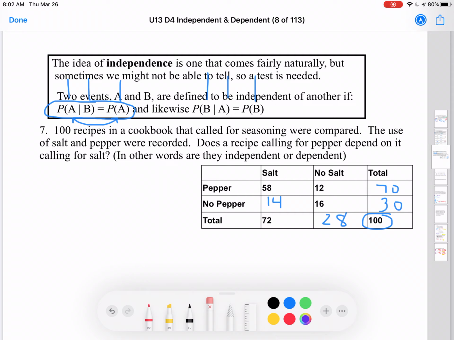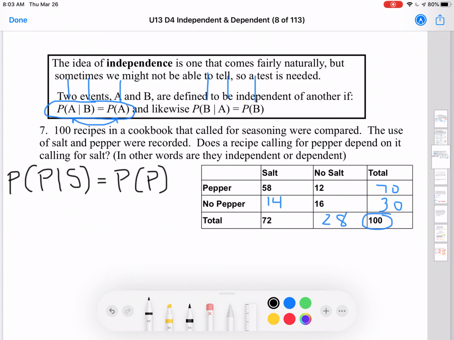So I'm going to choose to do probability of pepper given salt. But what am I going to set that equal to? Probability of pepper. So if the probability of pepper given salt is the same exact probability as just pepper, then I know that these two are going to be the same. So they'll be independent. And if they come out to be different, then they're dependent. So this includes yesterday's lesson.